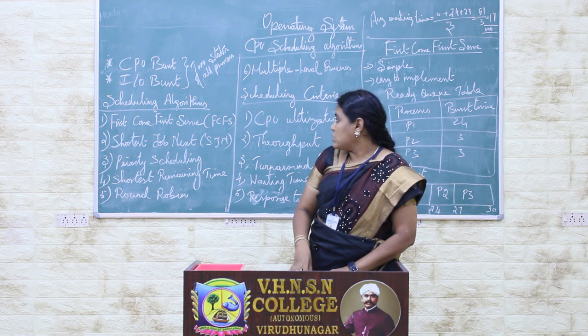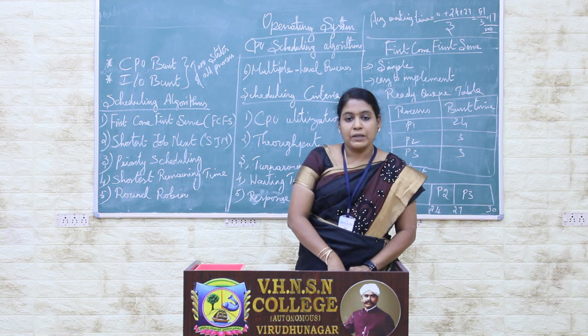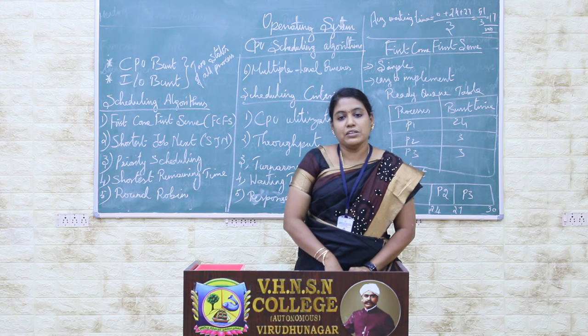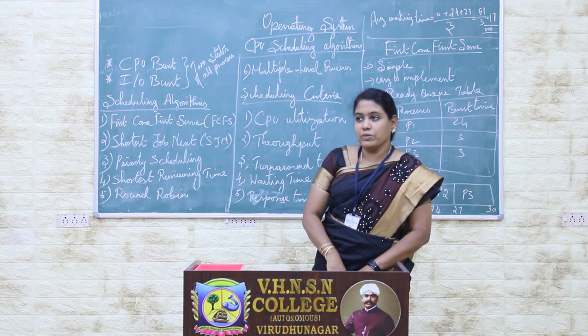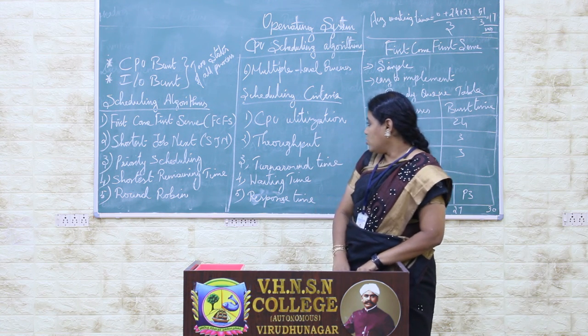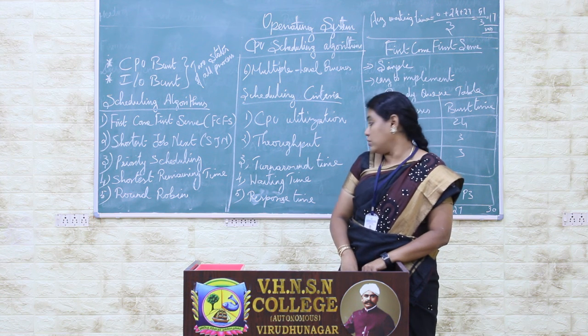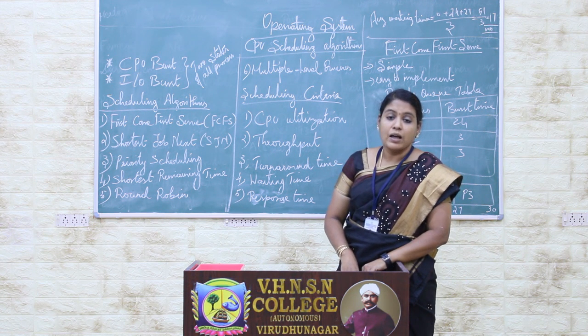But among those six scheduling algorithms, we have to find which one is the best one. That can be found by using the scheduling criteria. For that, we have some criteria in scheduling algorithms. The first one is the CPU utilization, second one is throughput, next one is turnaround time, waiting time, and the last one is the response time.